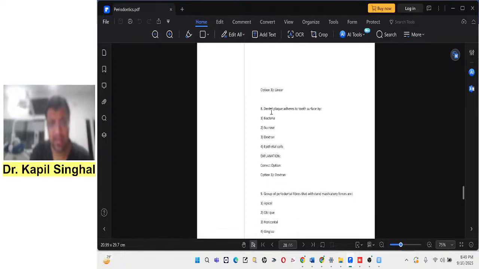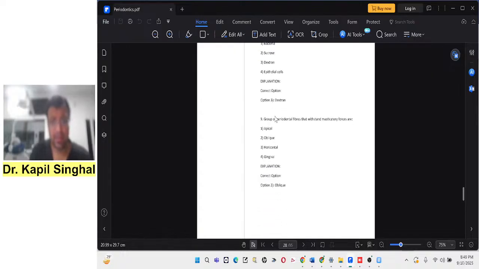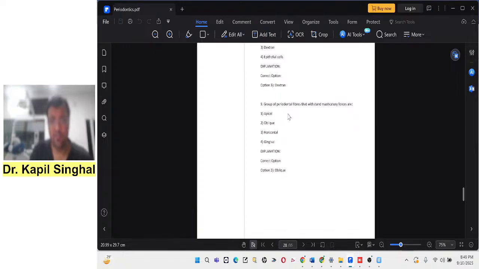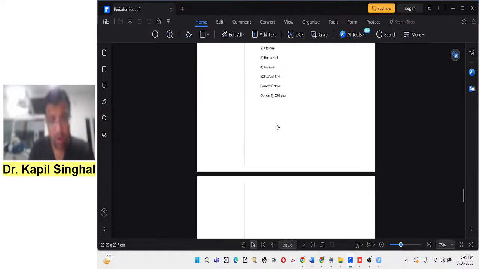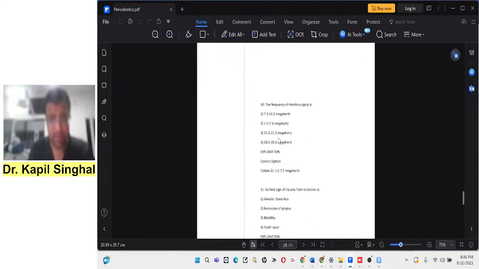Okay, next, dental plaque adheres to the tooth. Again, repeated question, dextran. We have already discussed this. Next question, group of PDL fibers which withstand masticatory forces are. Maximum masticatory forces are withstood by the oblique fibers. So here the answer would be 2, oblique fibers.